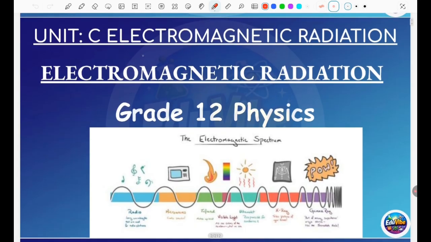In this unit we'll learn about electromagnetic radiation, what radiations are, and what the speed of these radiations is. We cover mirrors and lenses too, and reflection and refraction. So our topic today is electromagnetic radiation. We do the introductory part today, and later on we move on to the next parts of this unit.